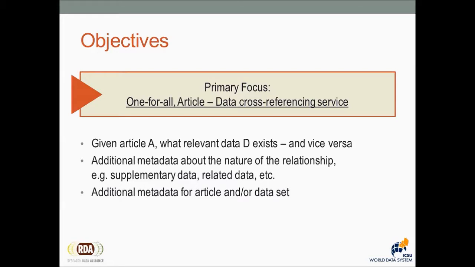But of course, you can do a little bit more. You can also add metadata that describes the nature of that relationship. For example, is the data supplementary material to the article? Is it cited data? Is it related data? And so on and so forth. And ideally, you would also like to capture some of the metadata for the constituents, for the article and the data sets in there.